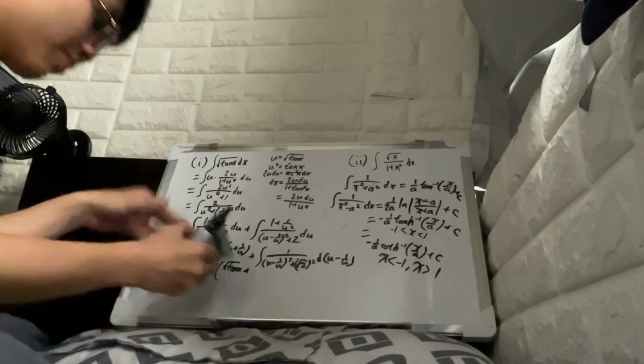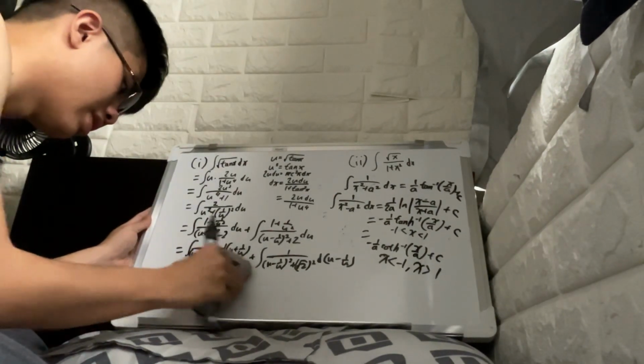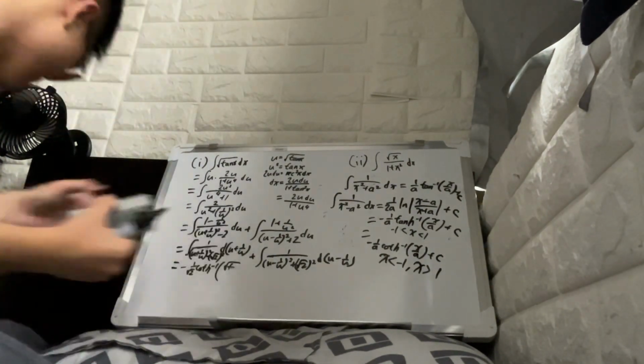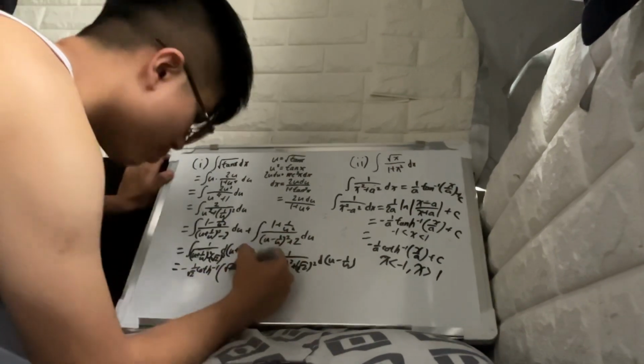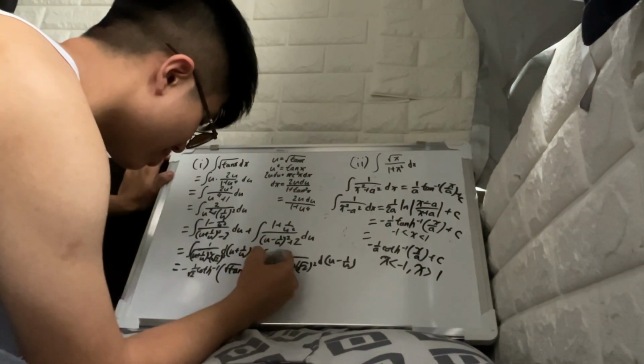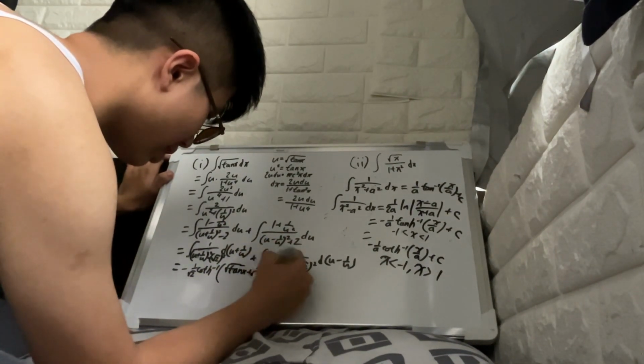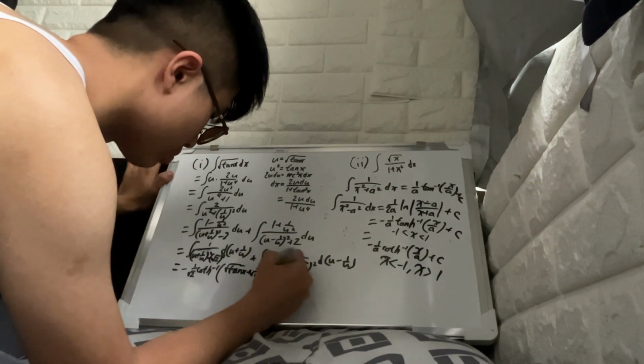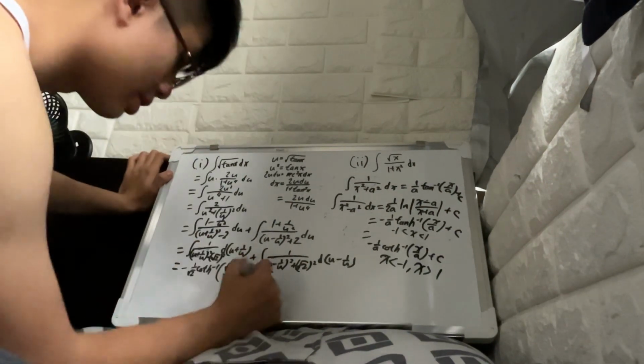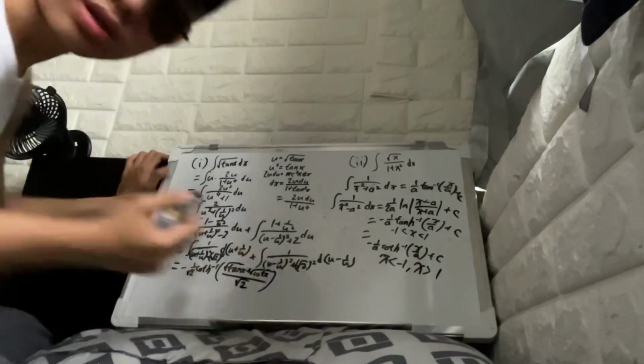I would like to write it more clearly. Maybe I should improve my writing skill. My writing skill is so good. And then divided by the inside constant, right?